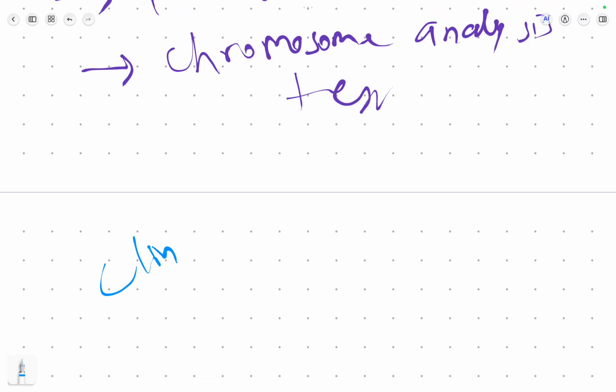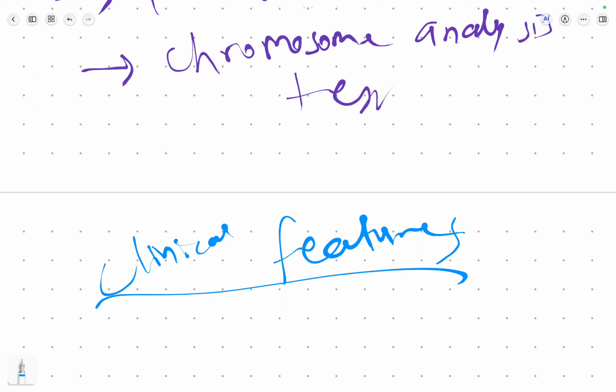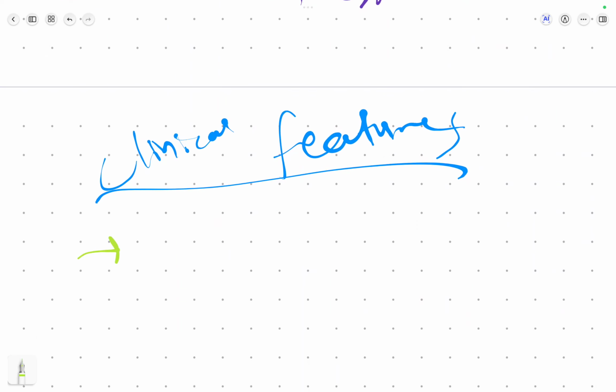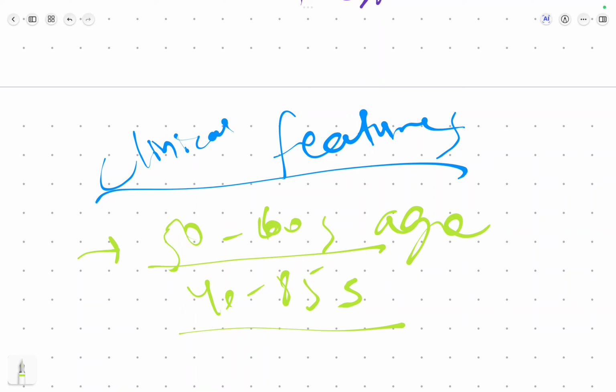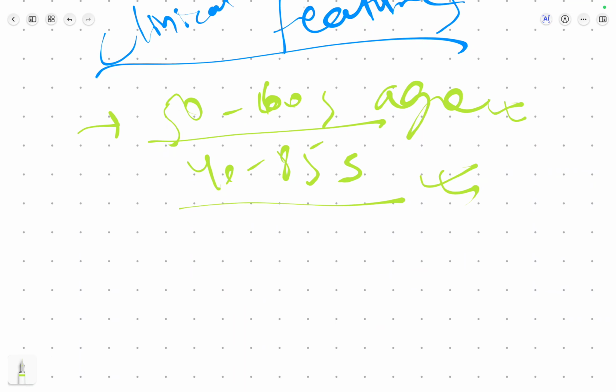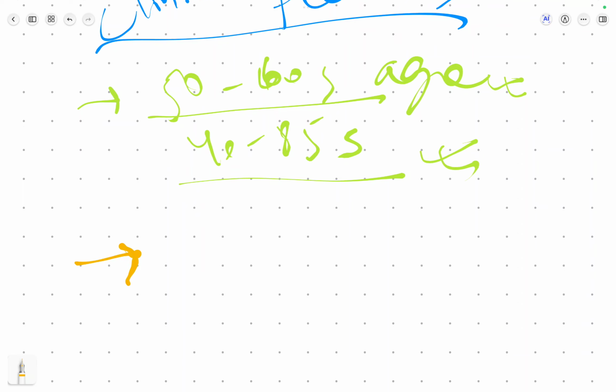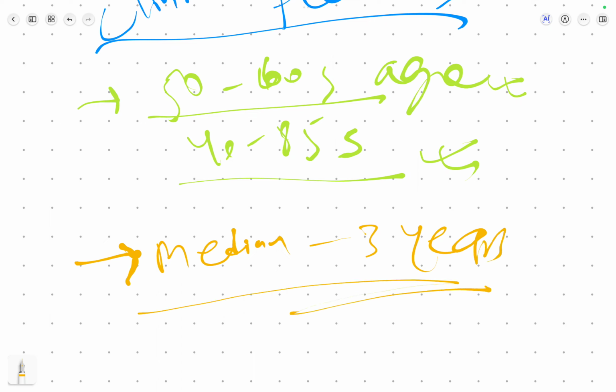Now if we talk about the signs and symptoms, let's talk about the clinical features. It is generally present in patients in their 50s to 60s, and the peak is in the 50s, with 40 to 85 being the range where cases are maximum. So this is the age group which is generally affected. The median survival is 3 years. So those who are just confirmed to have CML will survive around 3 years.